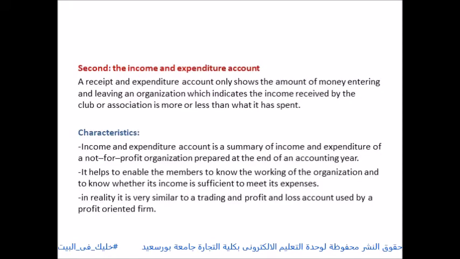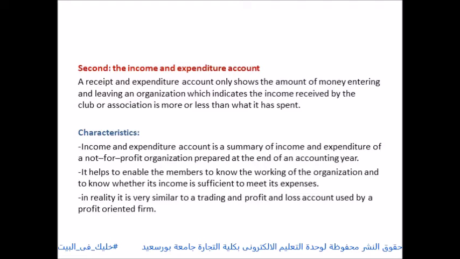The second account is the income and expenditure account. A receipts and payments account only shows the amount of money entering and leaving an organization, which does not indicate whether the income received by the club or association is more or less than what it has spent. So the income and expenditure account's purpose is to determine the income received by the club and what is spent by the club.